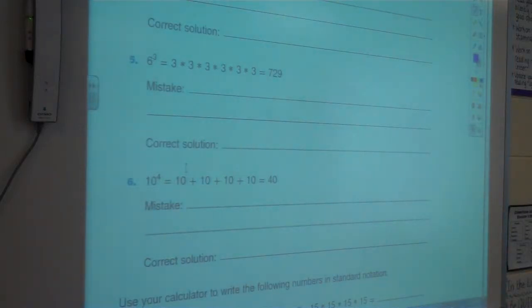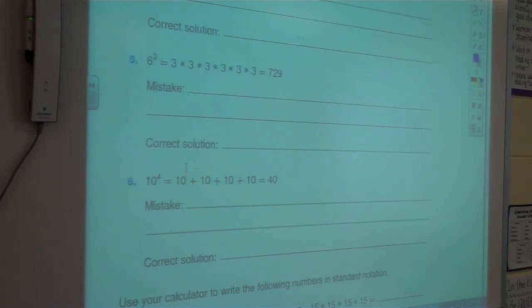Who can tell me what's wrong with number 4? 5 squared equals 5 times 2 equals 10. What's wrong with that one? Sierra? If the exponent is 5 to the second power, what's wrong with the way they have it? They have it 5 times 2, but the approximation is supposed to be 5 to the second power equals 5 times 5.